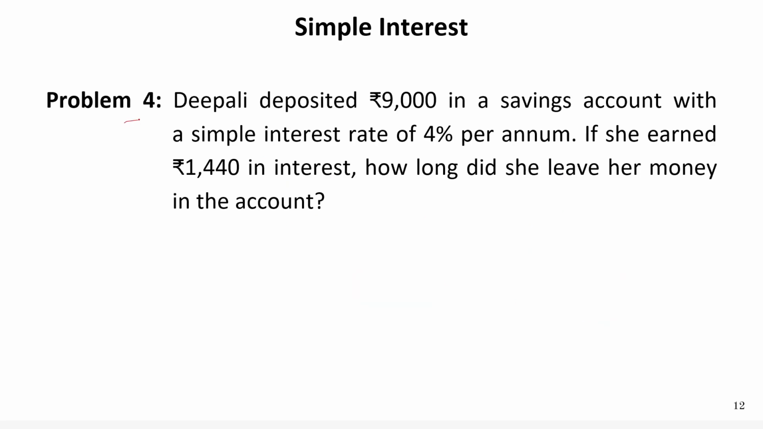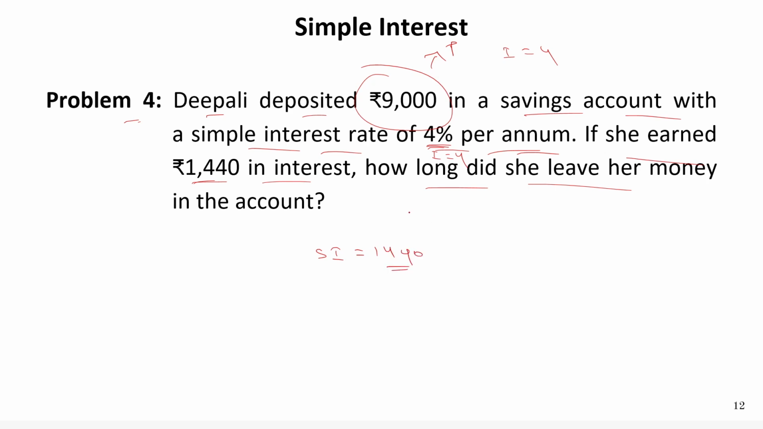So let's see problem number 4. Dipali deposited 9,000 rupees in a savings account with a simple interest rate of 4% per annum. If she earned 1440 in interest, how long did she leave her money in the account? So the deposited amount is the principal amount, P is equal to 9000. The simple interest rate is 4%, so R is equal to 4. If she earned this much in interest, SI is given as 1440, right?